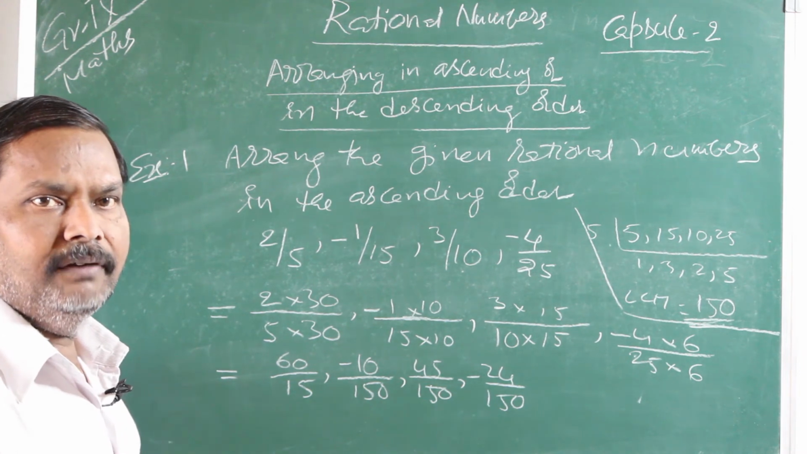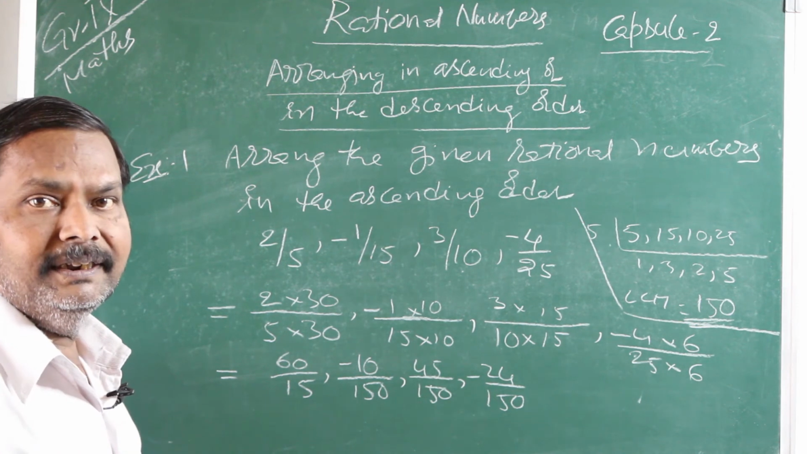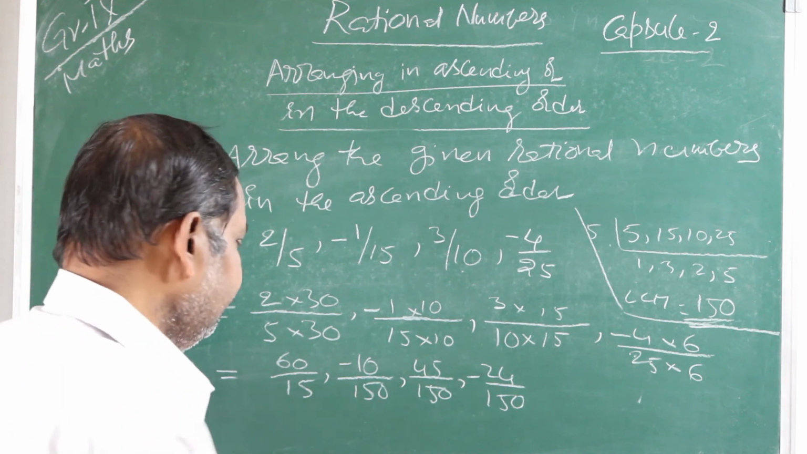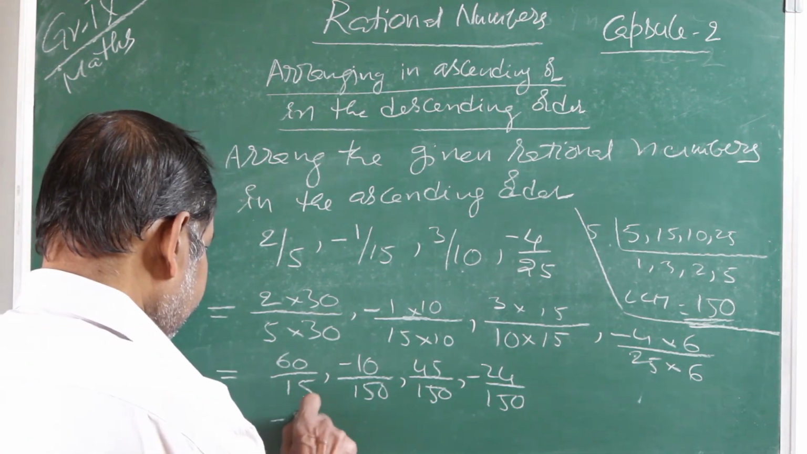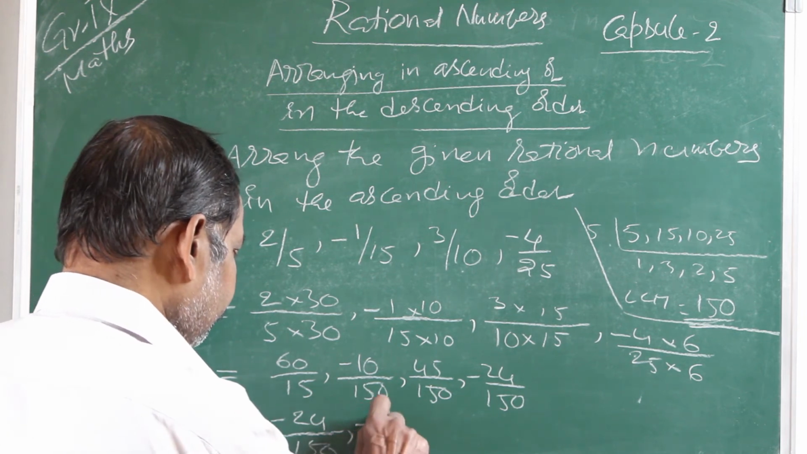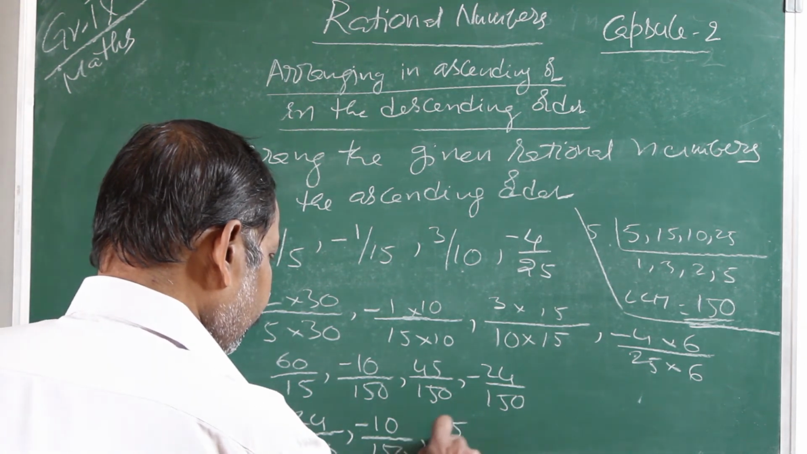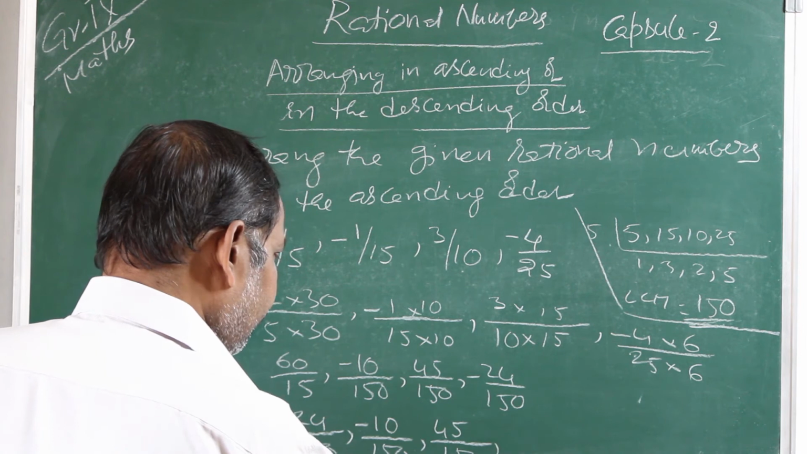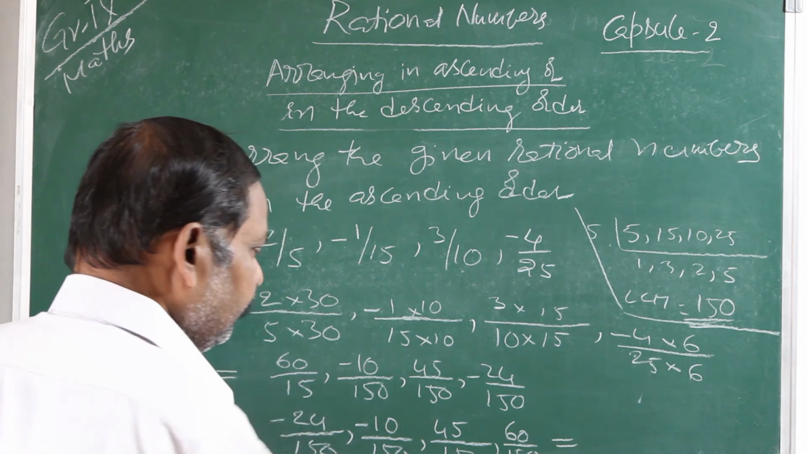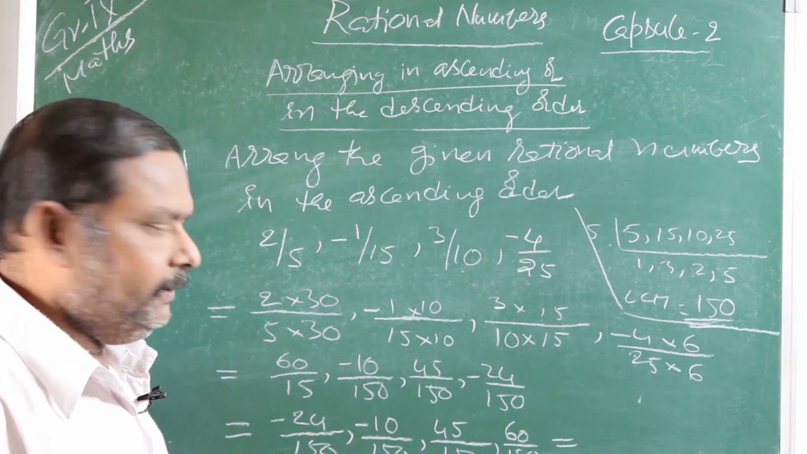Ascending order means small value to big value. Among all these numerators, the smallest numerator is minus 24. Let us write this first: minus 24 by 150. Next one is minus 10 by 150. Next is 45 by 150 and 60 by 150. So now we have arranged the rational numbers in the ascending order of their numerators.